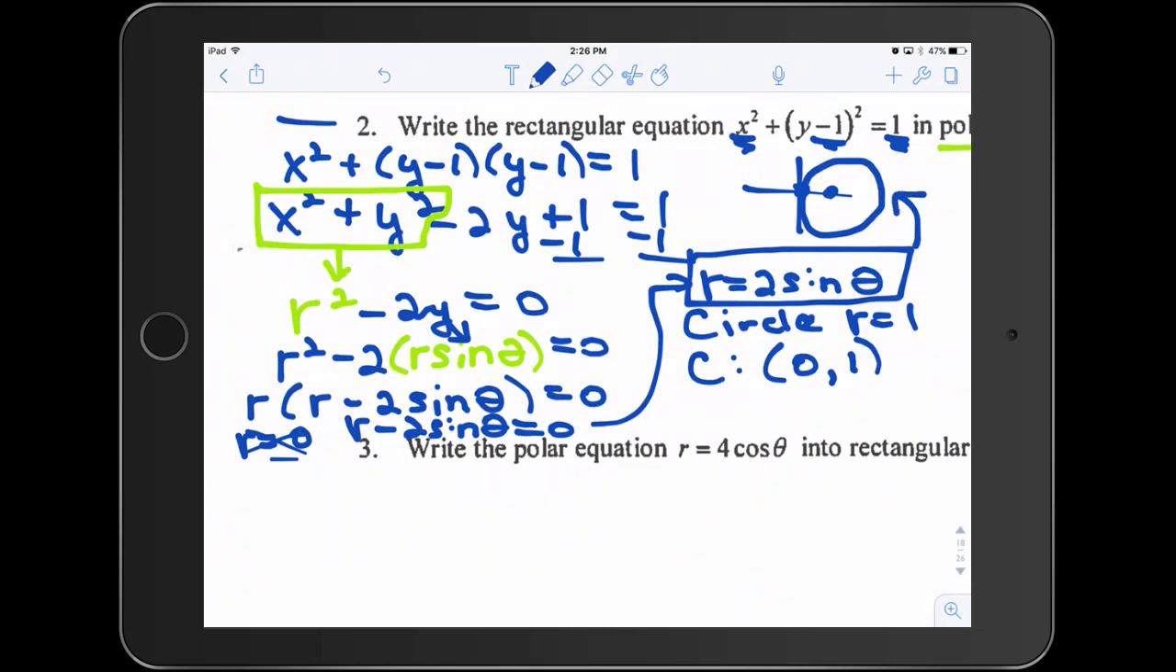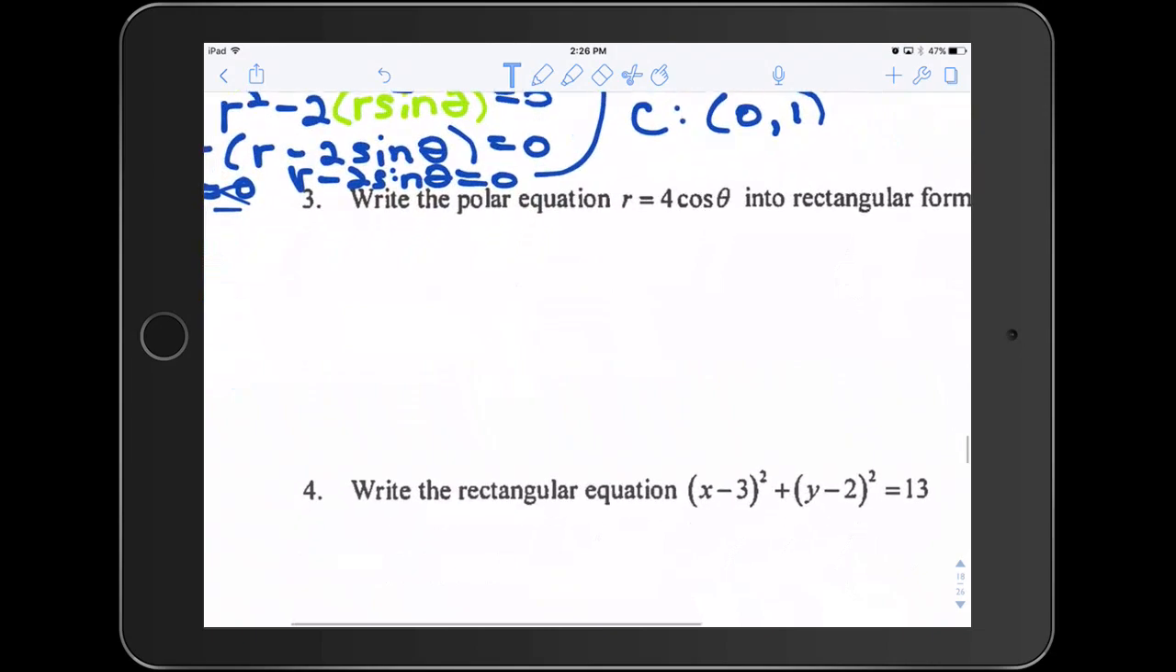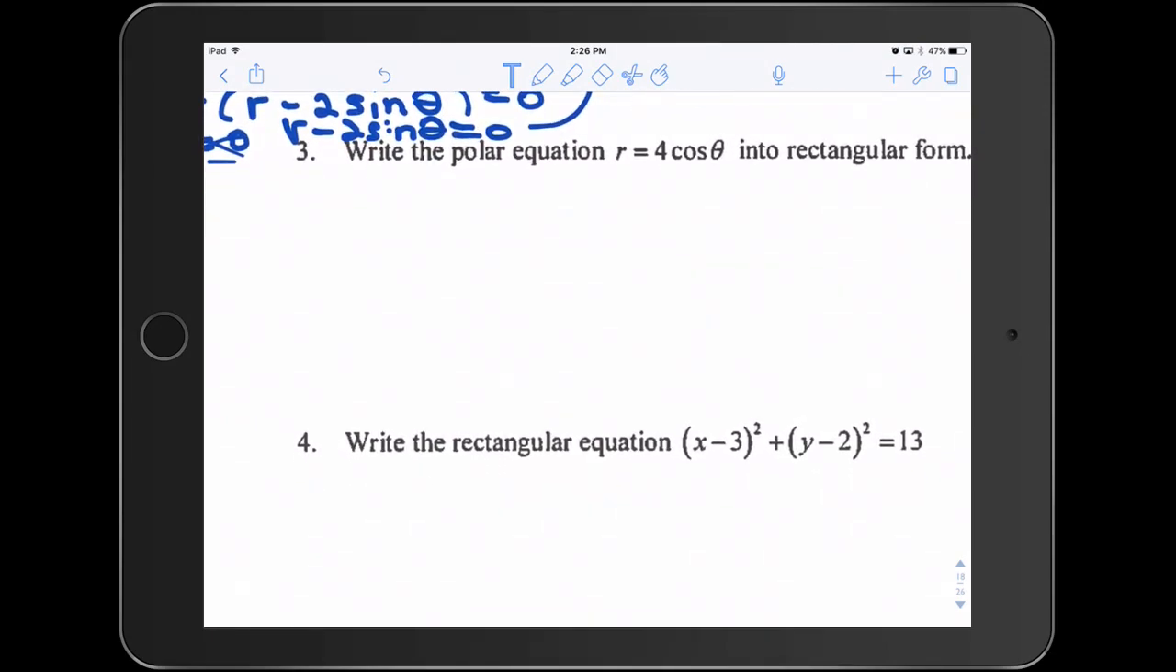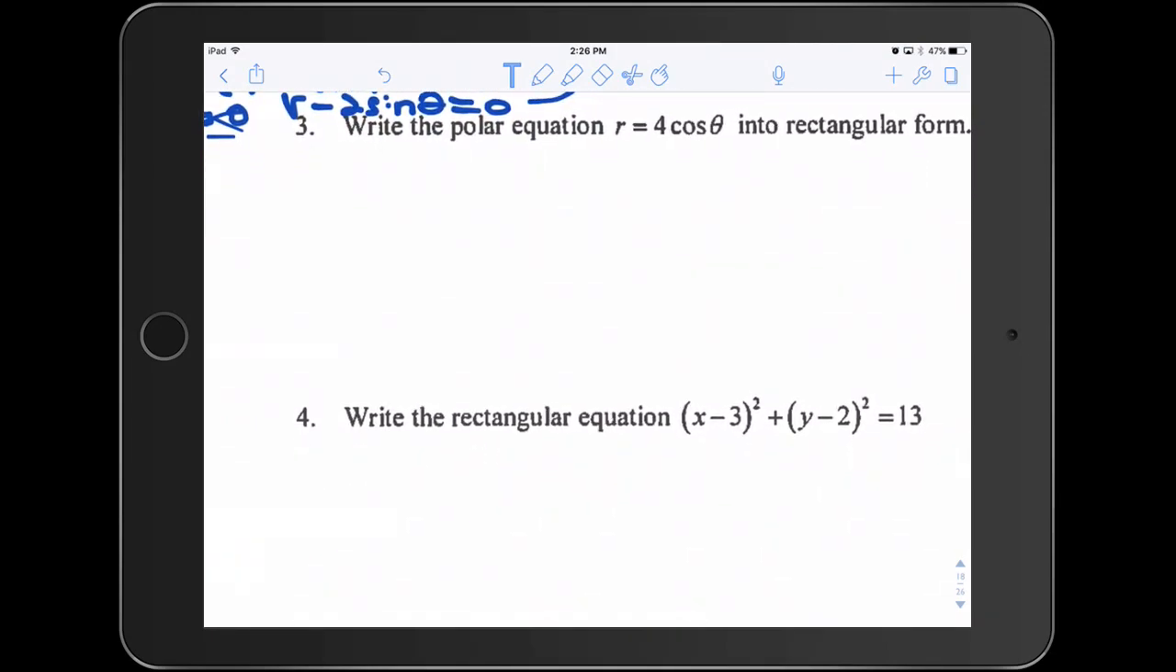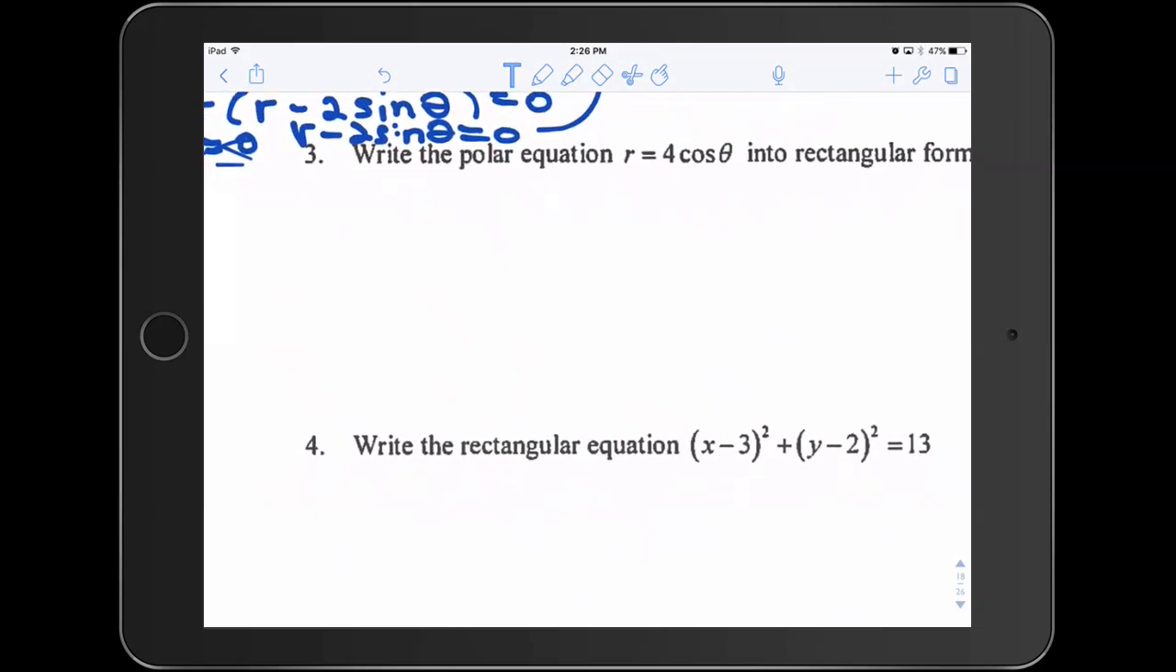Okay, so now if you look at that r equals 2 sine theta, and then example number 3, notice that we have some similarity there because it says write the polar equation r equals 4 cosine theta into rectangular form. And I need to kind of move this here so I can see it. So we are going to have some similarities here as far as that whole thing goes.